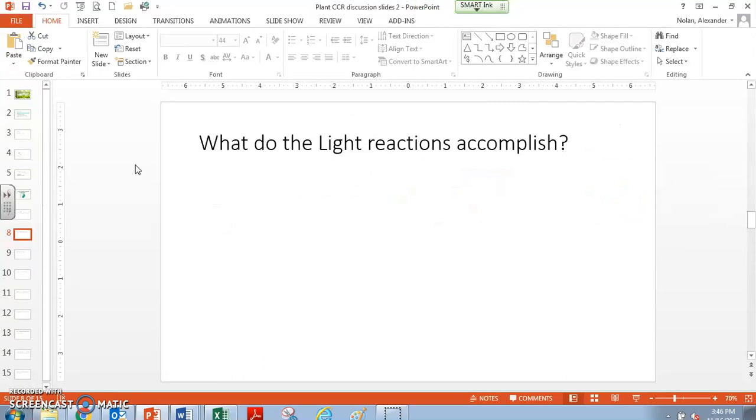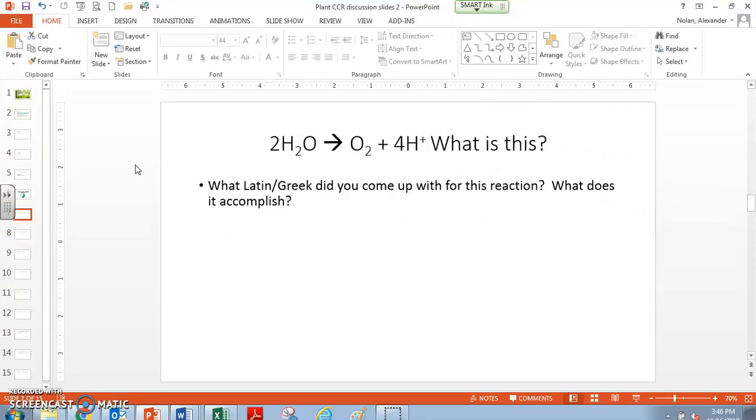So let's think about what chemical reactions we see when we're looking at the light reactions, and what this is supposed to mean. In the chemical reactions of the light reactions, we have water, and our water is being broken down in the presence of light in order to make oxygen gas and some H+ ions. And so this is the reaction that we see here.